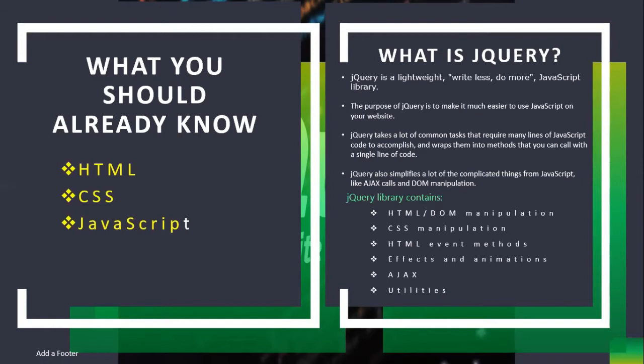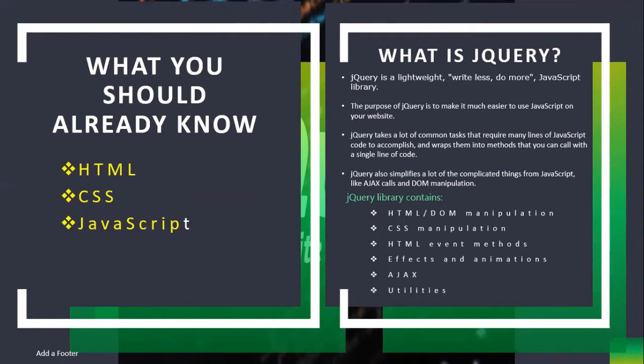So what is jQuery about? jQuery is a lightweight, write less, do more JavaScript library. The purpose of jQuery is to make it much easier to use JavaScript on your website. jQuery takes a lot of common tasks that require many lines of JavaScript code to accomplish and wraps them into methods that you can call with a single line of code.